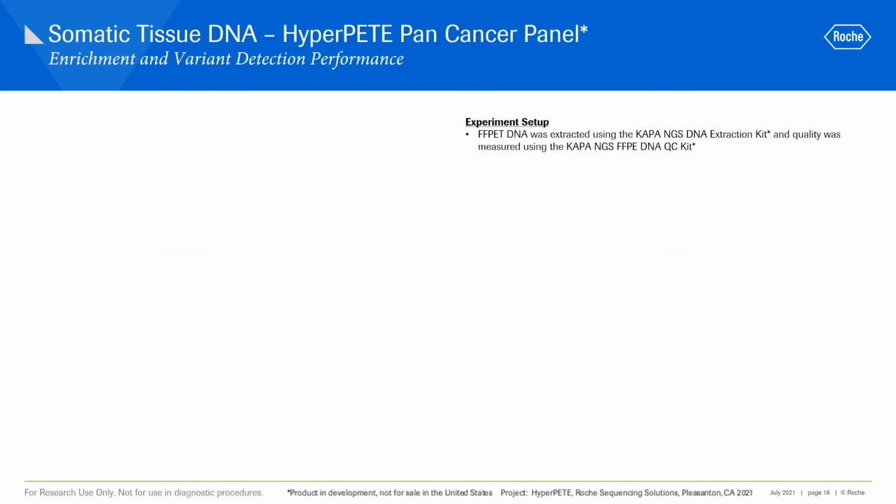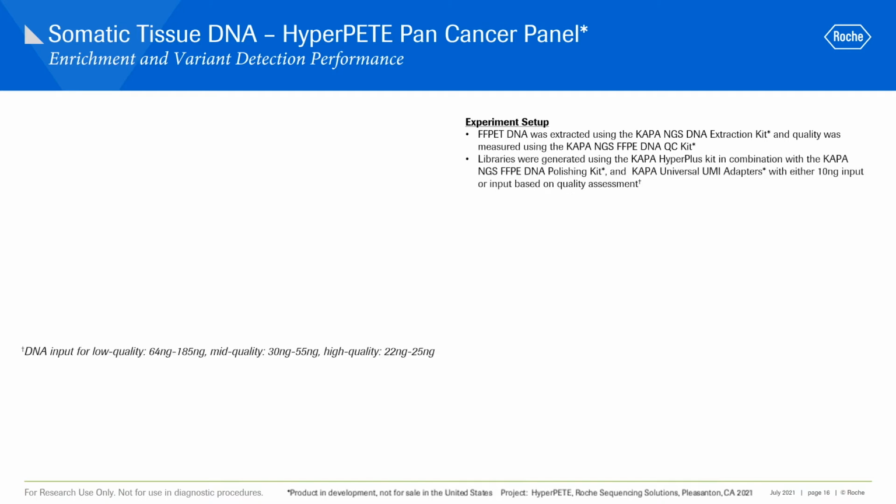Experimental setup: FFPET DNA was extracted using the Kappa NGS DNA extraction kit. This is a new kit that is currently in development. Quality was measured using the Kappa NGS FFPE DNA QC kit, also a product that's in development. Libraries were generated using the Kappa Hyper Plus kit in combination with the Kappa NGS FFPE DNA polishing kit and Kappa Universal UMI adapters, with either 10 nanograms of input or input based on quality assessment. And you'll see a quality assessment over here.